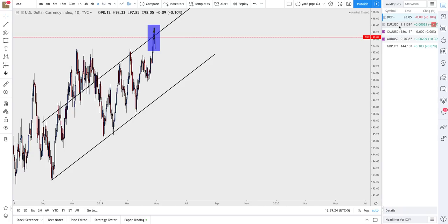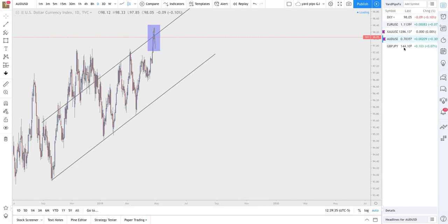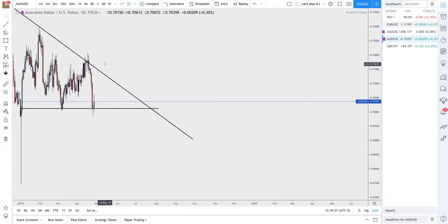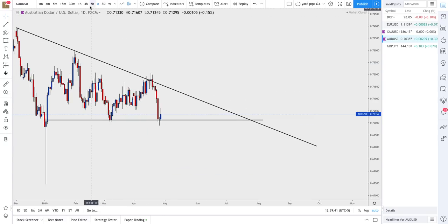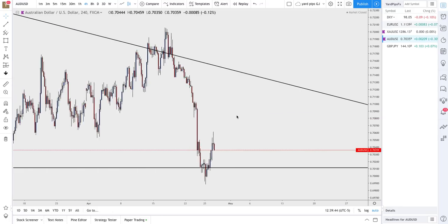Remember, DXY does affect all currency pairs because it's the US dollar. Anything that is paired with the US dollar, the DXY affects it. Simple like that. Alright? So the only moves that we were able to capitalize on for Australian dollar this week is a low time frame break.